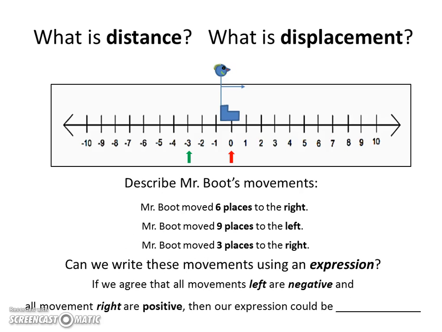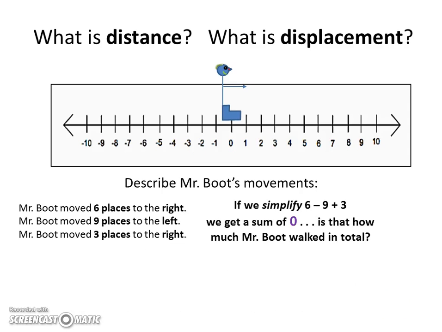Yeah, we can. If we agree that all movements left are negative and all movements right are positive, then our expression could be 6 minus 9 plus 3, where 6 is positive, that's moving to the right, minus 9 is moving to the left, that's negative, plus 3 is moving back to the right. So if we simplify 6 minus 9 plus 3, we get a sum of 0.